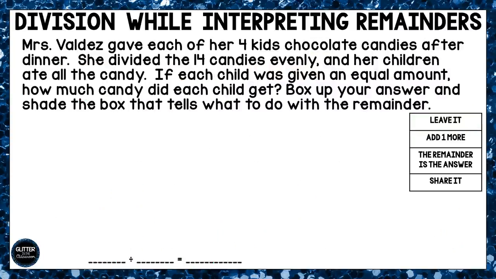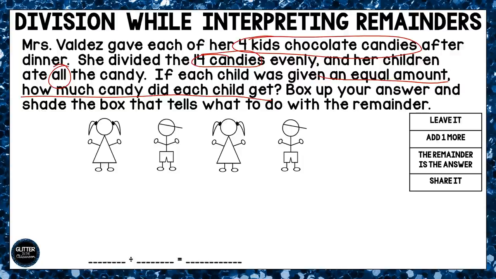Mrs. Valdez gave each of her four kids chocolate candies. After dinner, she divided the 14 candies evenly, and her children ate all the candy. If each child was given an equal amount, how much candy did each child get? Box up your answer and shade the box that tells what to do with the remainder. Okay, so Mrs. Valdez has four children, and she passed out chocolate candies to each of them. She passed out 14 to each of them.